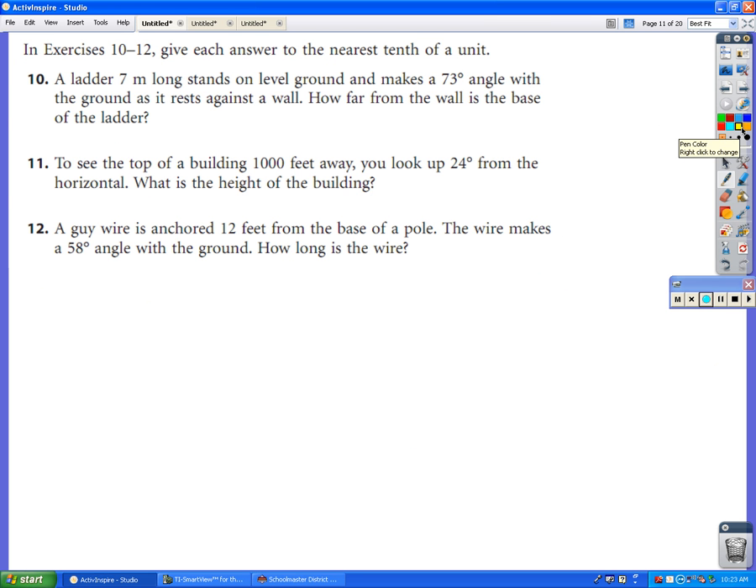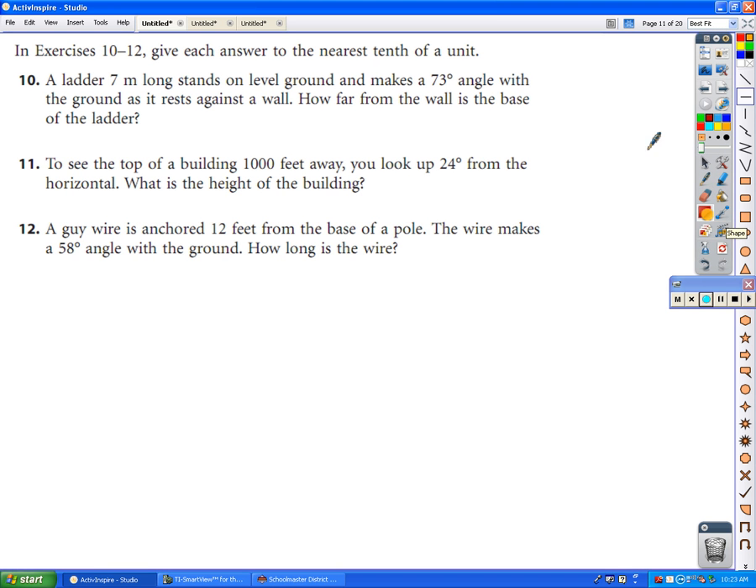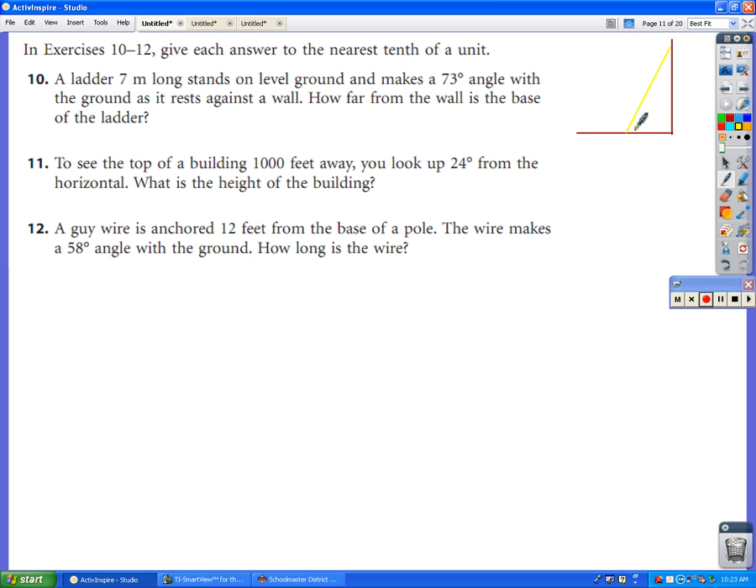All right, now I got some word problems here, so we're going to have to draw some pictures. Number 10 says, a ladder 7 meters long stands on level ground and makes a 73-degree angle with the ground as it rests against the wall. So let's make a little picture here off to the side. Here's my wall, and then here is my ladder. And it says that the angle that it makes to the ground is 73 degrees. And it also says the ladder is 7 meters long.